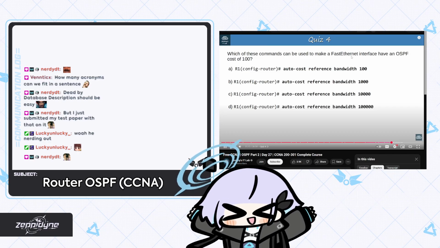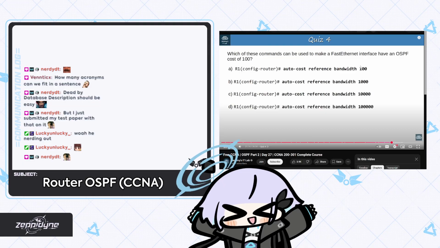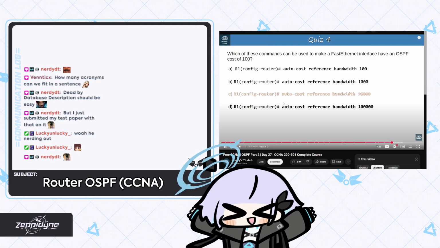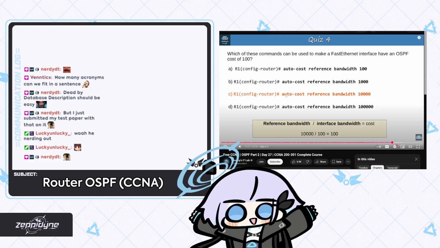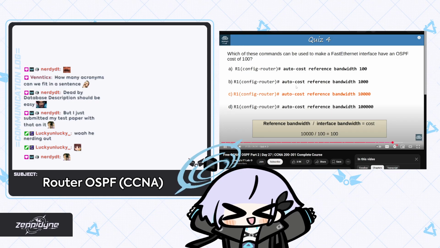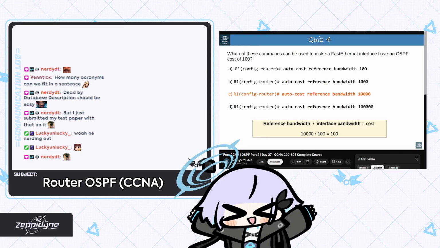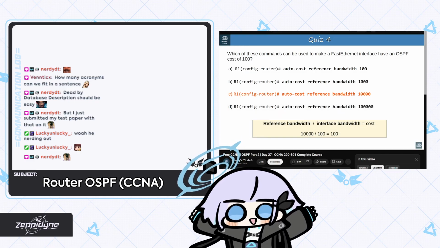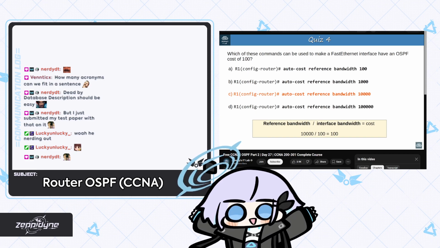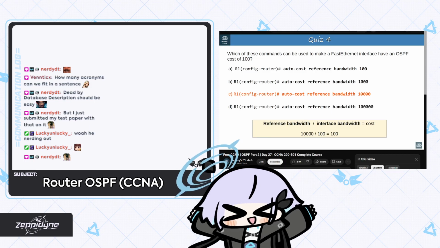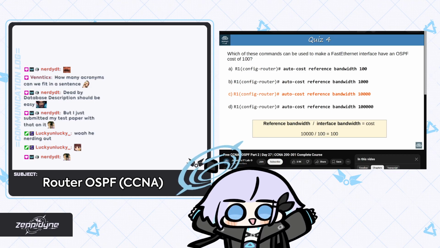Fast Ethernet's actually 100, so I don't know about that, but I'm pretty sure it's 100. So the answer is C. Auto cost reference bandwidth 10,000. Once again, the cost is calculated by dividing the reference bandwidth by the interface bandwidth. A Fast Ethernet interface has a bandwidth of 100 megabits per second. 10,000 divided by 100 equals 100. So you should set the reference bandwidth to 10,000.